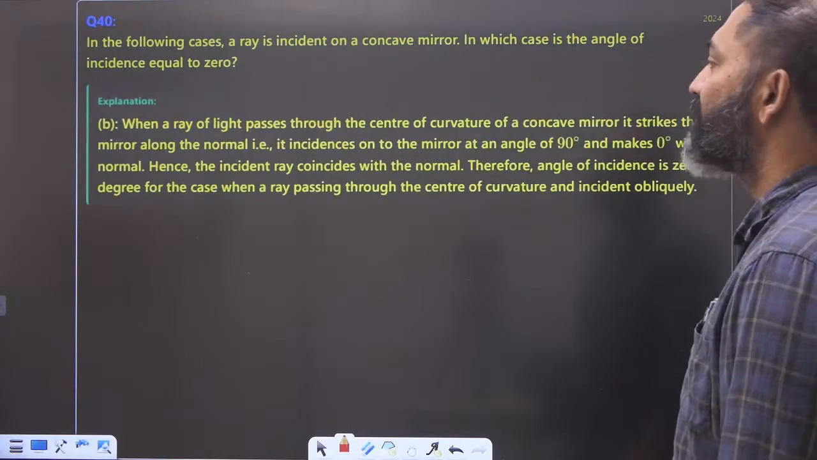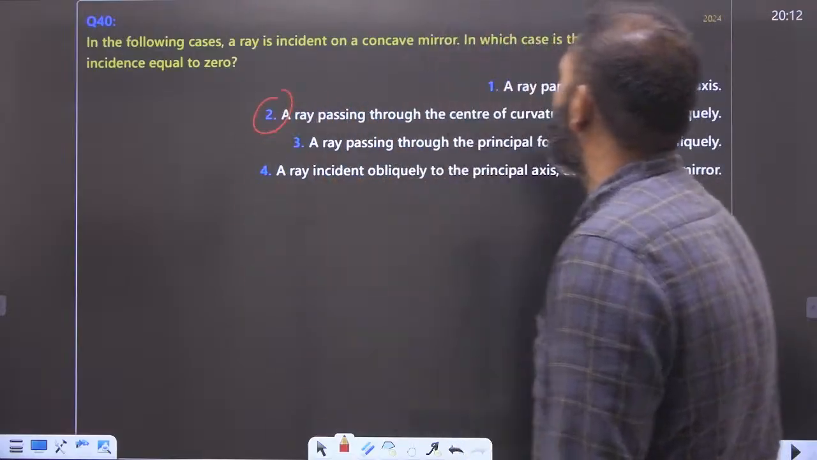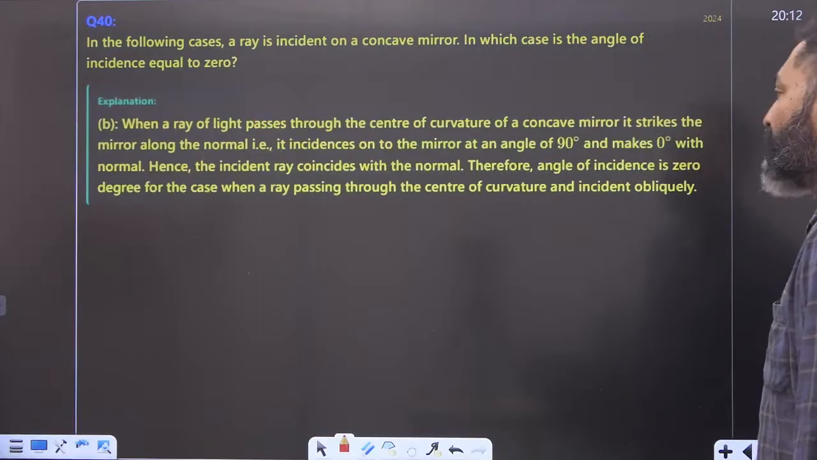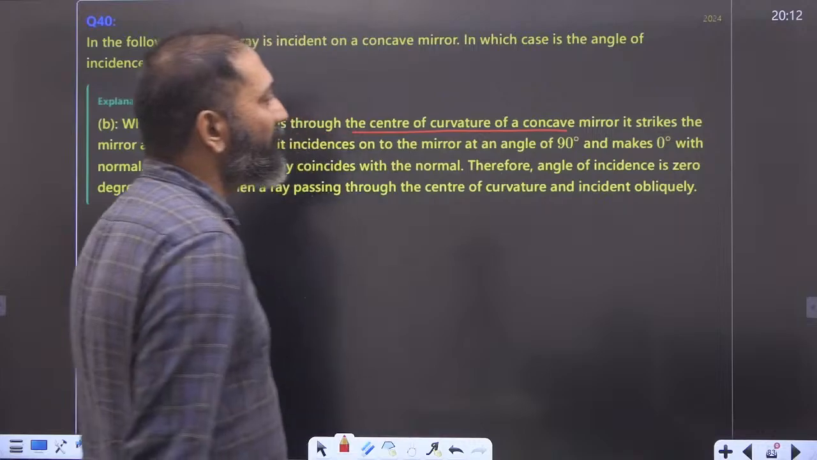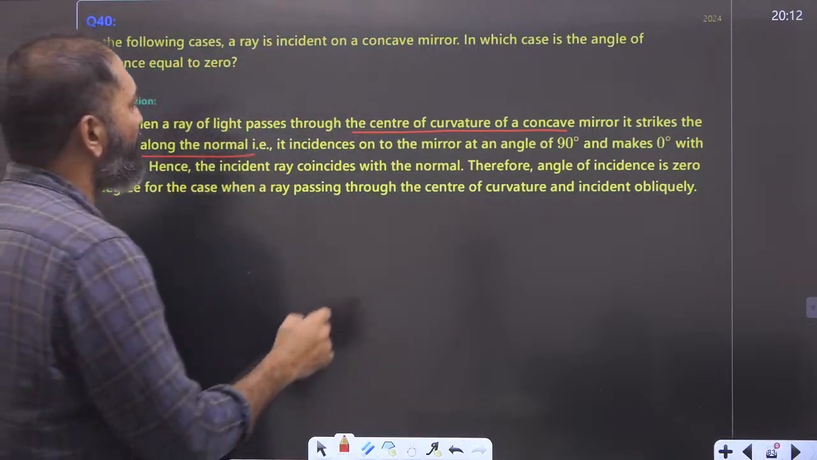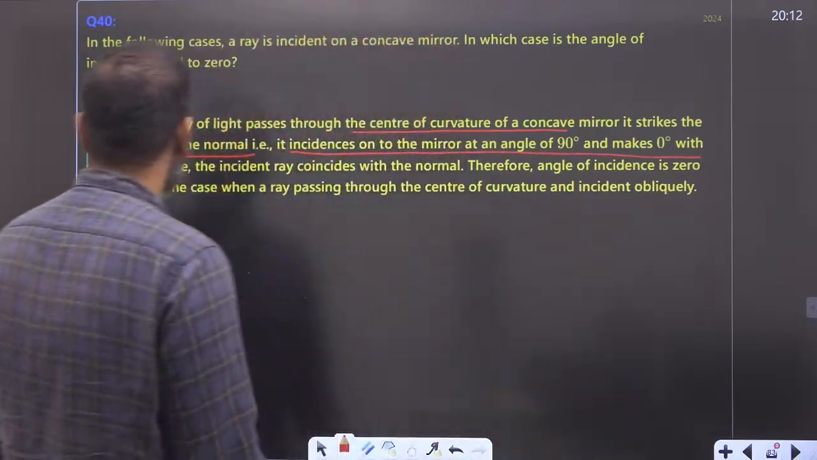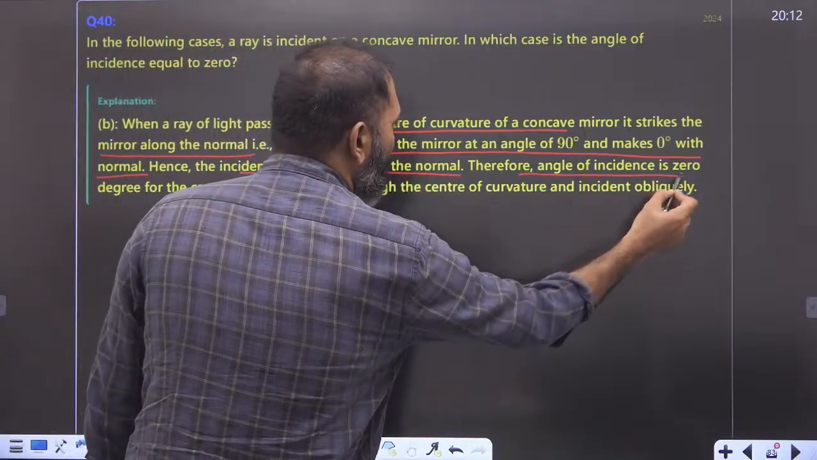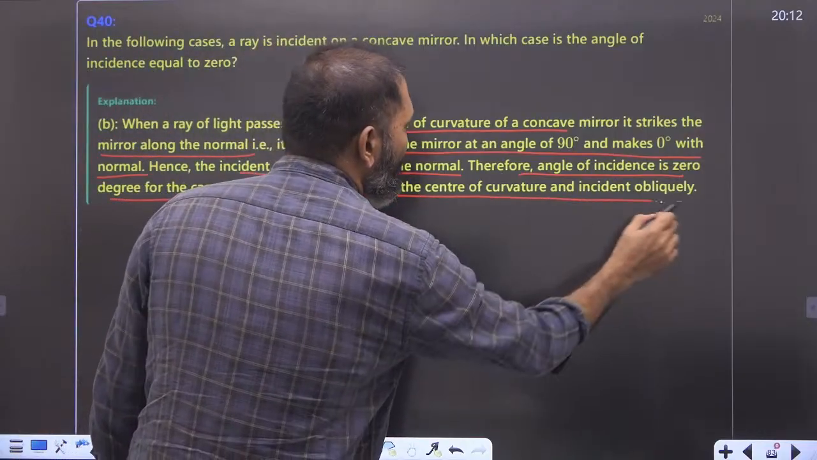What is the correct answer? B. A ray passing through the center of curvature and incident obliquely. When a light ray passes through the center of curvature, it strikes the mirror along the normal and is reflected back, and it is incident onto the mirror at an angle of 90 degrees and makes 0 degrees with the normal. Hence the incident ray coincides with the normal. Therefore the angle of incidence is 0 degrees for the case when the ray passes through the center of curvature and is incident obliquely.